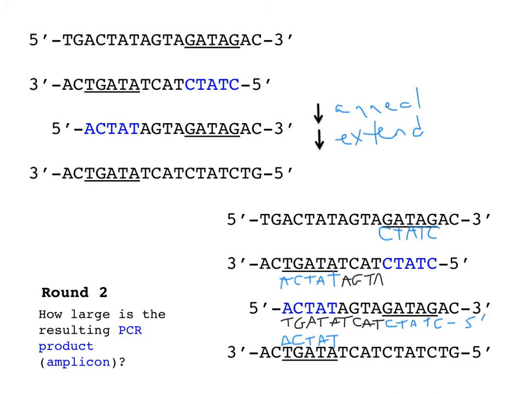So if we fill in the extension product of the other primer, how large is the PCR product that results in this round of PCR, round 2? The 2 molecules we just synthesized, how long are they? How many nucleotides? How many? I count 14. 14. I counted 14. 14 base pairs.